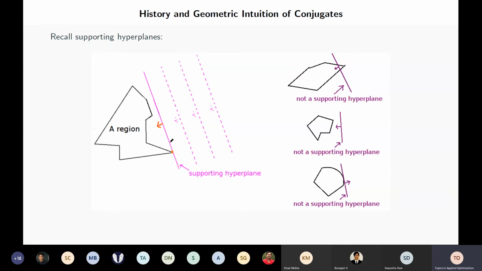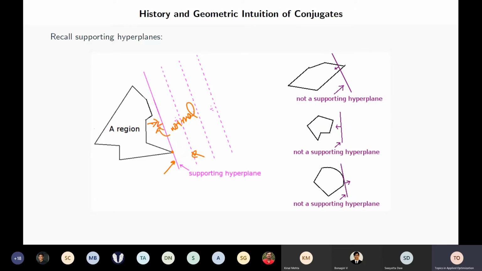Like this is not a supporting hyperplane because it is not yet touching, right? But the moment it touches one of the points and the whole region is on one side, on the side where the normal of the plane is pointing, and this is the normal of the plane, then we know this will be declared a supporting hyperplane at this point.